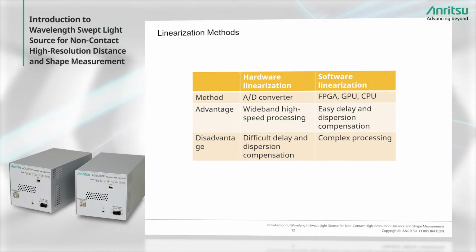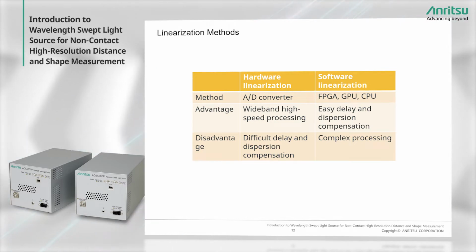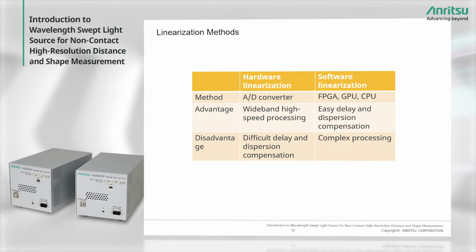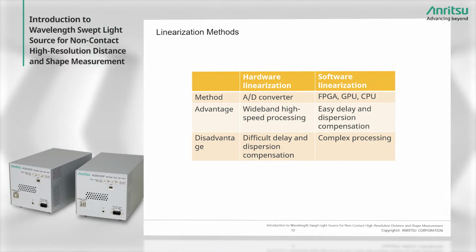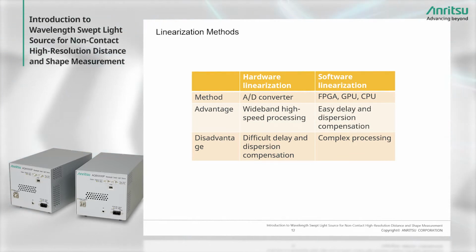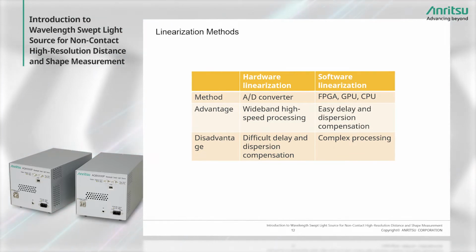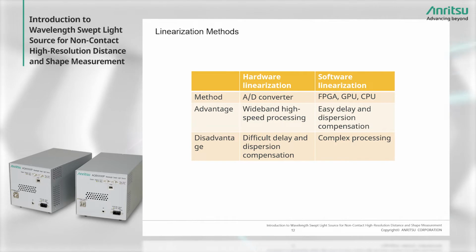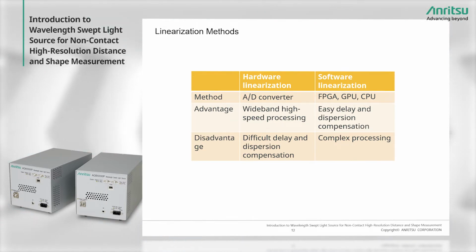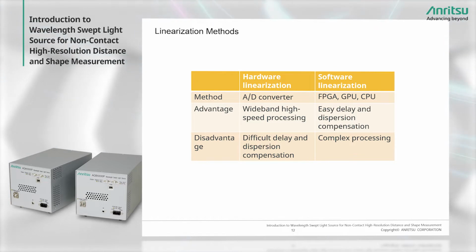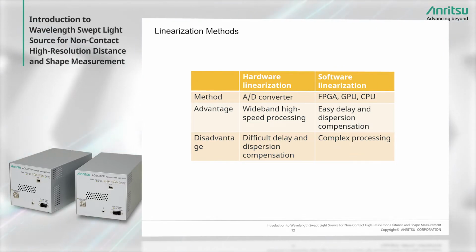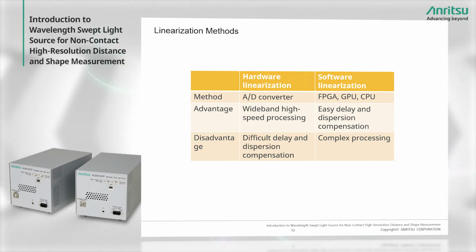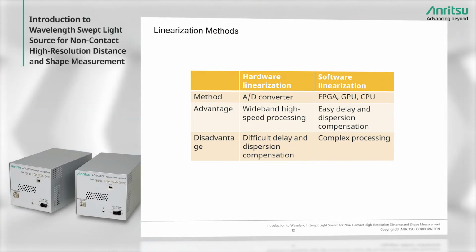There are actually two types of linearization processing: hardware linearization and software linearization. Each method has its merits. Hardware linearization uses an AD converter, featuring high-speed processing and a wide bandwidth up to the limit of the AD converter bandwidth. The disadvantages are the difficulty of compensating for delay and dispersion due to use of a physical mechanism. Conversely, with software linearization, computation is performed by either a PC, CPU, or GPU, or by a device such as an FPGA. Although this has the merit of easy compensation for delay and dispersion, the disadvantage is the complex programming of these processes.